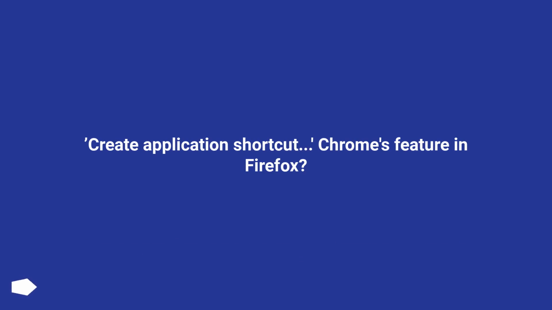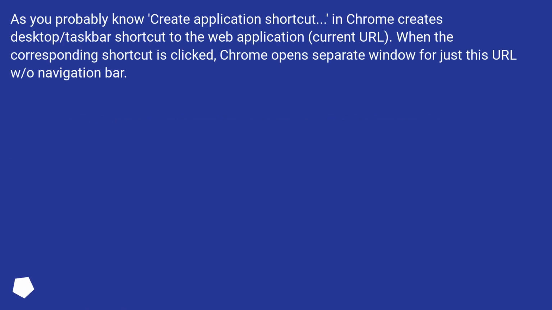Create application shortcut. Chrome's feature in Firefox? As you probably know, create application shortcut in Chrome creates a desktop/taskbar shortcut to the web application's current URL. When the corresponding shortcut is clicked, Chrome opens a separate window for just this URL without a navigation bar.